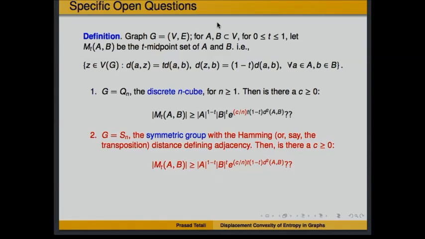Okay, and the second favorite graph of many discrete people is the symmetric group, where you pick whether you want Hamming distance or transposition distance. So what is the Hamming distance on the symmetric group? Well, you look at the permutations, and Hamming distance is just the number of coordinates that are different. Permutations of n symbols, coordinate-wise. They're within a factor of two of each other, so that's why I say it doesn't matter which one you choose.